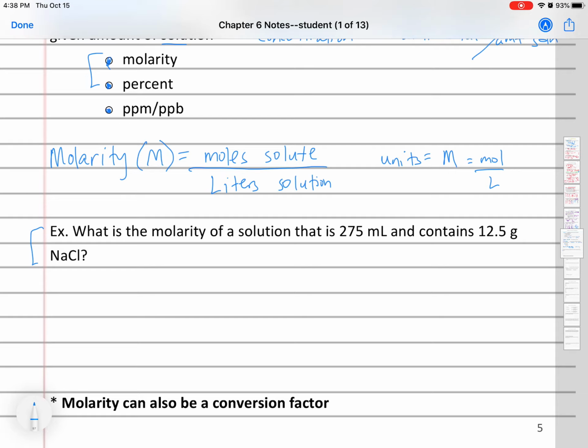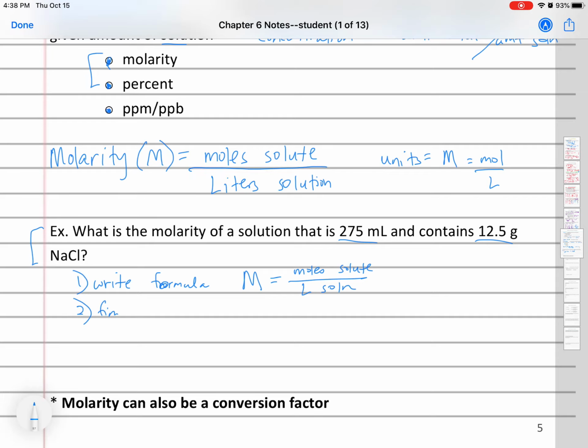Alrighty, so what is the molarity of a solution that is 275 milliliters and contains 12.5 grams of sodium chloride? I always say start out by writing the formula. Write the formula that you're going to be using. And in this case, we're using molarity equals moles of solute per liter of solution. Okay, so do we have the moles of solute or the liters of solution? No, we need to find them.